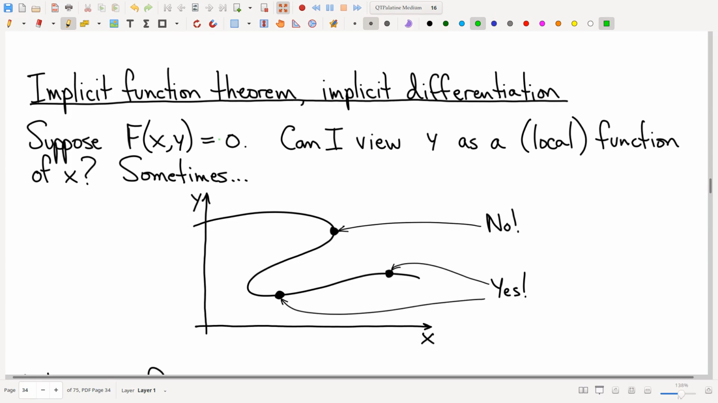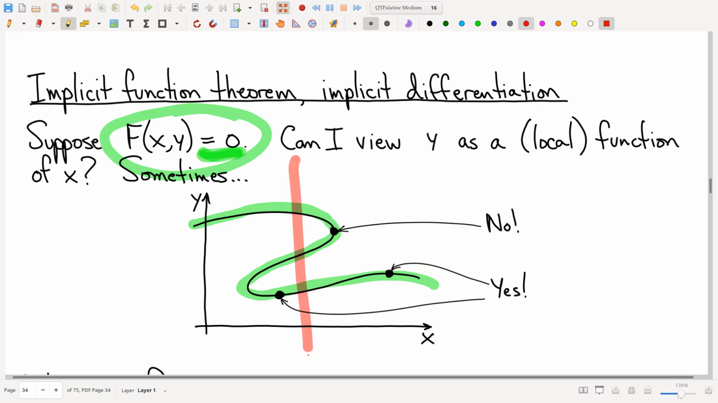Again, we're going to start with a level set. Very important. In this case, a curve, a level curve. Some equation, but specifically written as function equals 0. Okay, for this function, can I view y as a function of x? No, not even close. It's crash and burn. Look at this. The vertical line test fails. You can't view y as a function of x. No way.